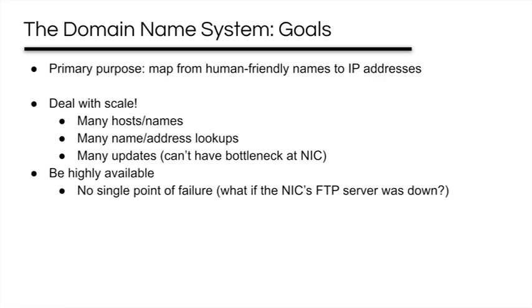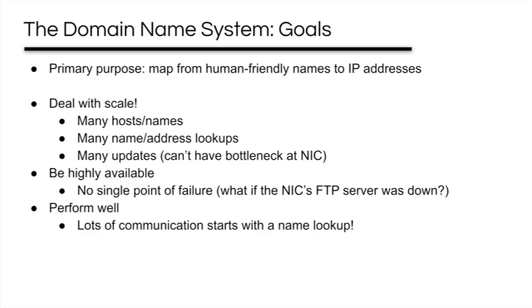We also want the system to be highly available. We don't want a single point of failure. For example, in the old scheme, if the NIC's FTP server went down, then you wouldn't have any way to get an updated hosts.txt file. And we want the system to perform well because lots of communication is going to start with a name lookup.